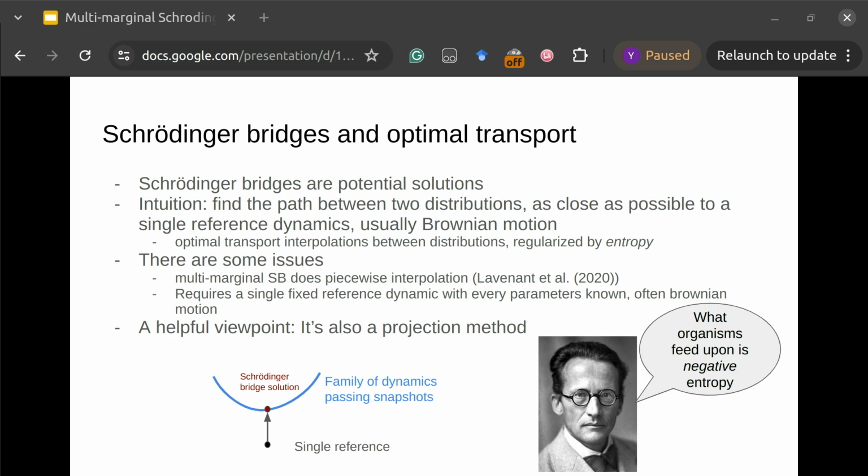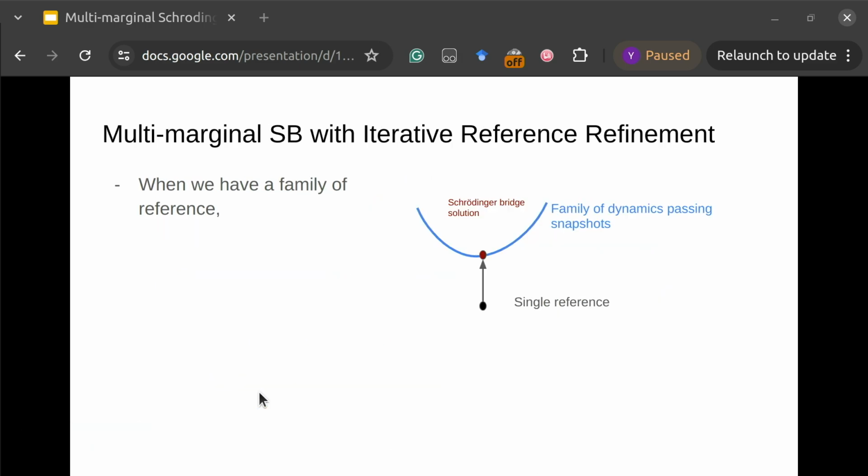But beyond this optimal transport viewpoint, there is another useful viewpoint: it is also a projection method. Think about all the possible trajectories that pass through your data distribution living in a family. You start with a reference family, a single reference. Then the Schrödinger bridge solution is a specific type of projection to the family that passes through all your data. This is where we start to think about how we would extend it. So let's start with the family of all possible dynamics that pass through all your marginals or snapshots. The Schrödinger bridge would be: let's start from a single point, find that projection, and that's our solution.